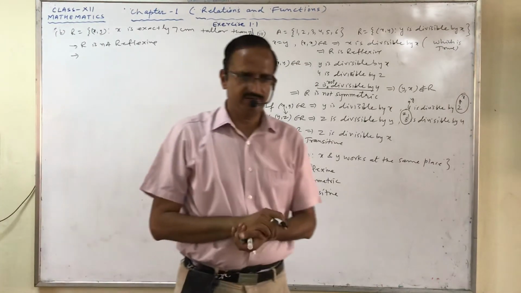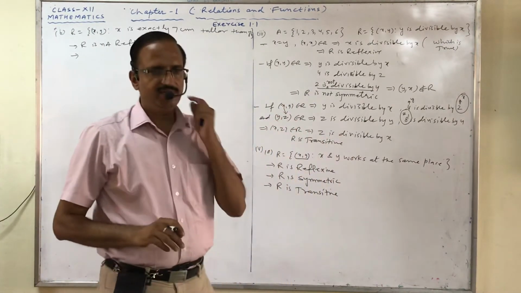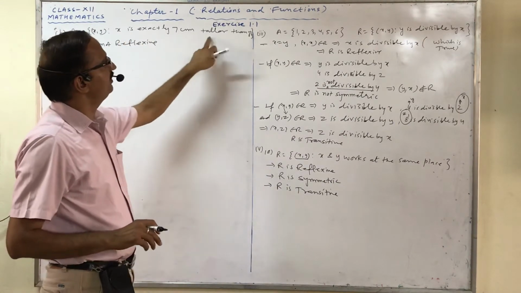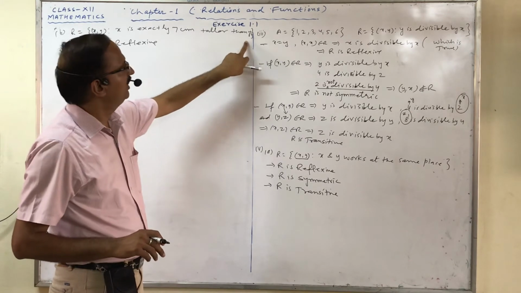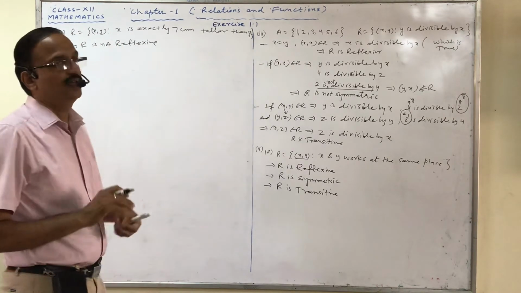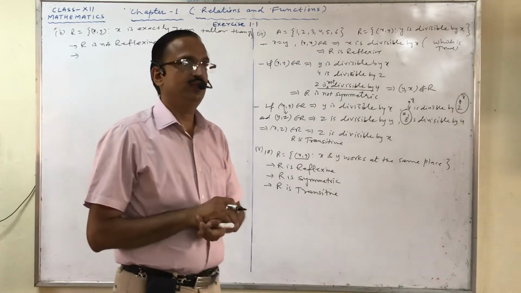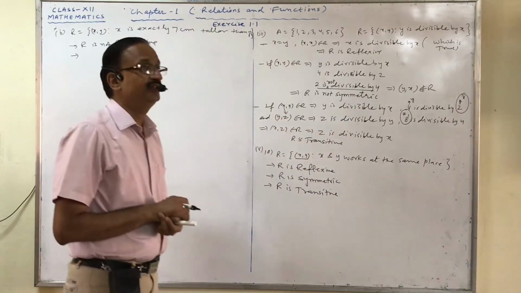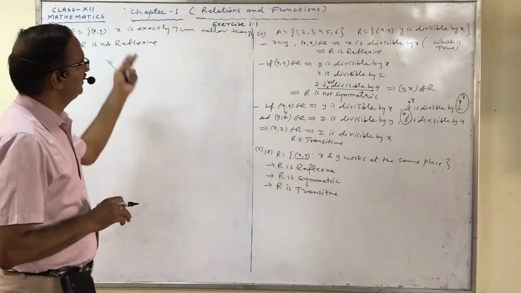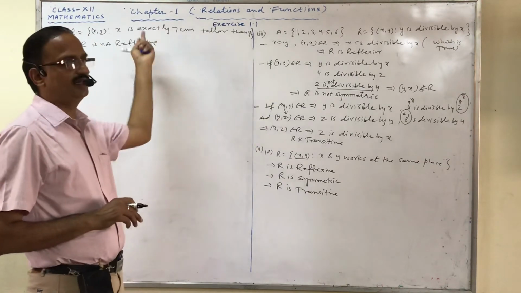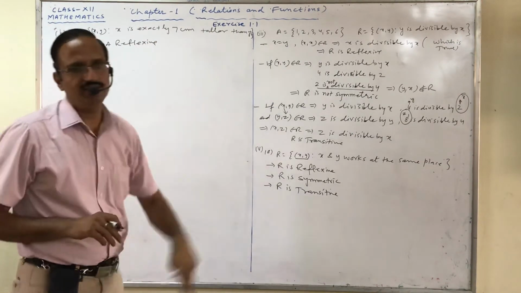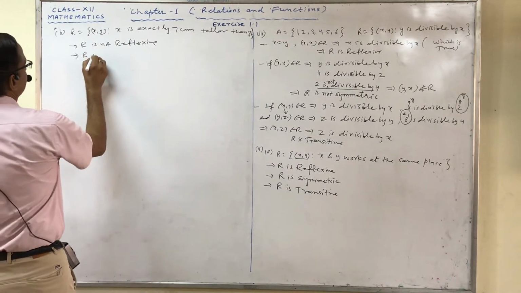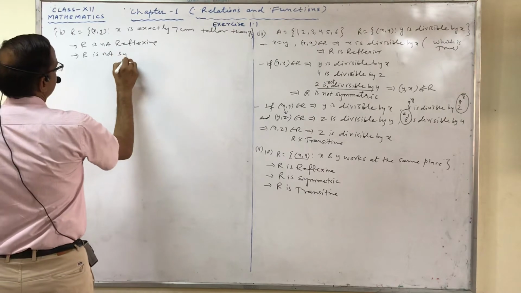Now symmetric. For symmetric, if x is exactly 7 cm taller than y, then y is not taller than x. He is shorter than x. If x is taller than y, then y is shorter than x. So x is related to y, but y is not related to x. So in this case, R is not symmetric.